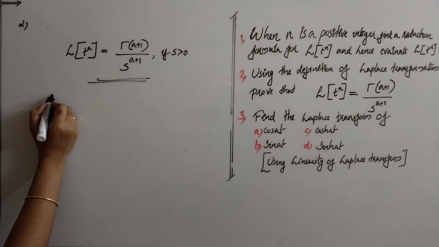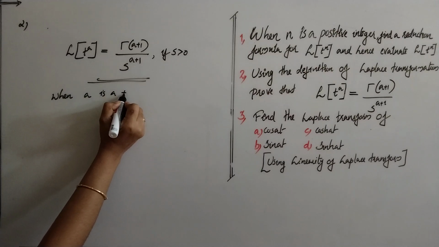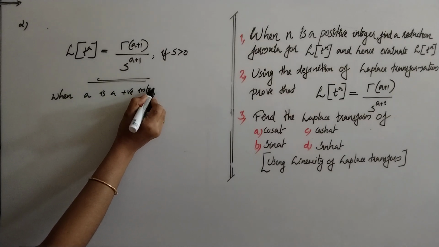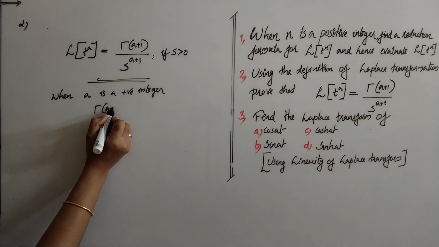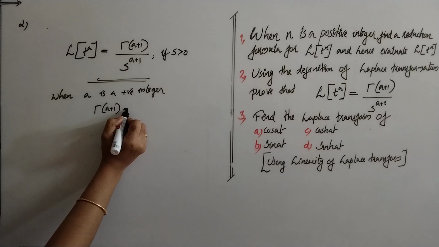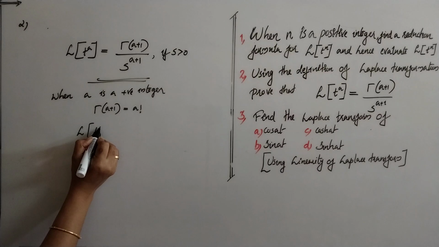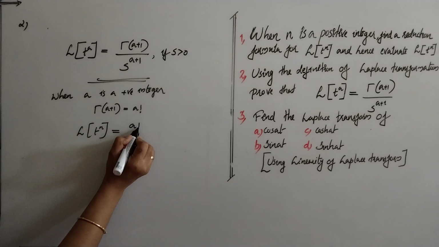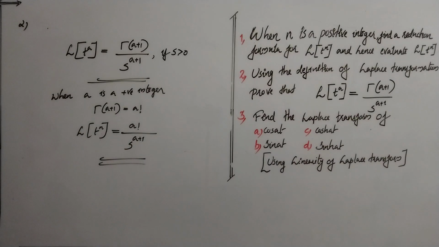Now, when a is a positive integer, gamma of a plus 1 is what? When a is a positive integer, gamma of a plus 1 is a factorial. So this equation becomes the Laplace transform of t raised to n is equal to n factorial divided by s raised to n plus 1 when n is a positive integer. That is the solution of the first problem.